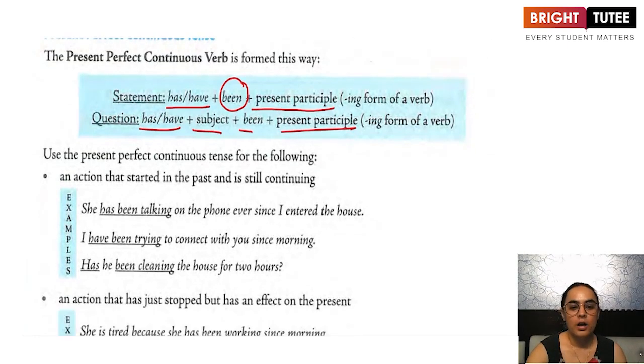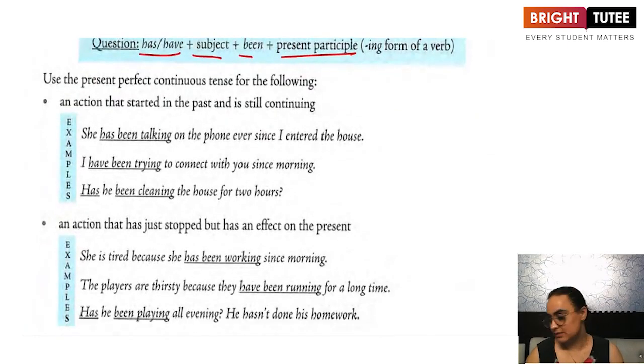Okay? Now, when do we use the present perfect continuous tense? So, we use the present perfect continuous tense to talk about an action that began in the past, but it is still continuing. She has been working with this company since the past 2 years. It began in the past and she's still working with them.